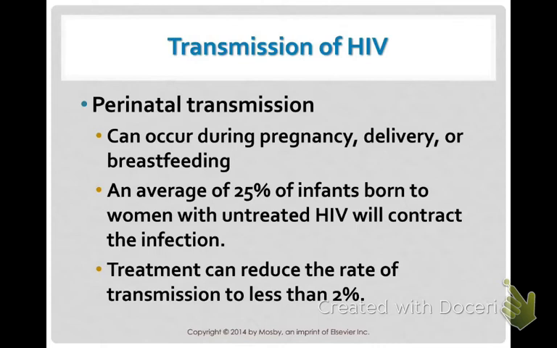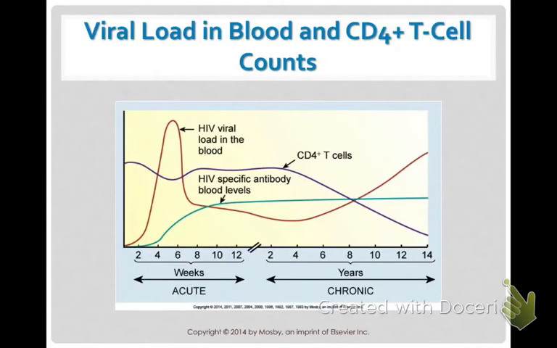So if the moms will take their medicine, they have a low risk of the baby getting HIV, unless they breastfeed. Then that increases the risk, but through education, maybe they won't breastfeed. So what is this viral load in the blood?